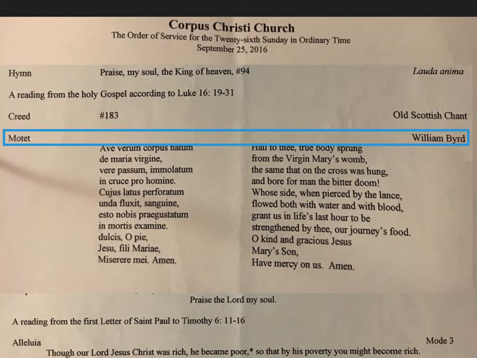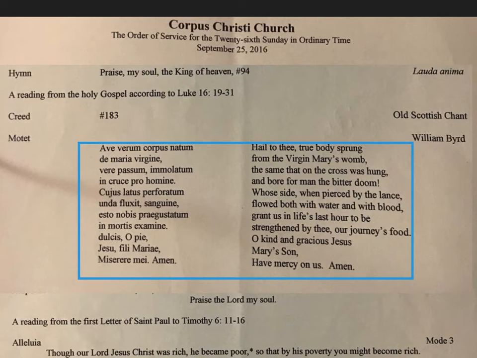And you'll notice here there is no title. But if you look below, we've got an important thing here. We've got the text in Latin on the left column and a translation into English on the right column. So you'll be able to follow along. You would know what this is about. You would know what the text is being sung.